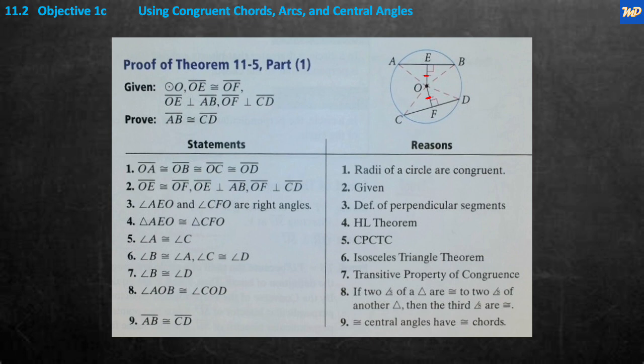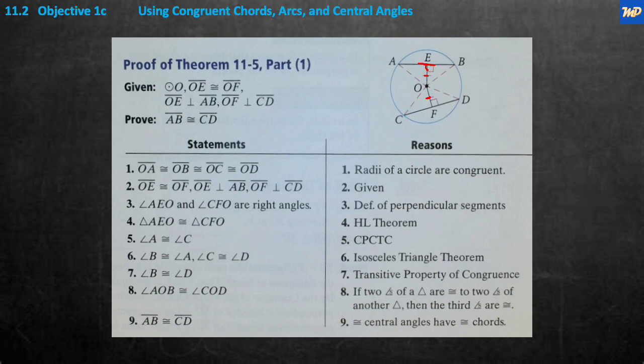And OE is perpendicular to AB. So this little segment OE right here is perpendicular right there to AB, and the same for the other side, that OF is perpendicular to CD. So that's the given facts. Now prove that AB, this chord AB, or segment AB, is congruent with CD.